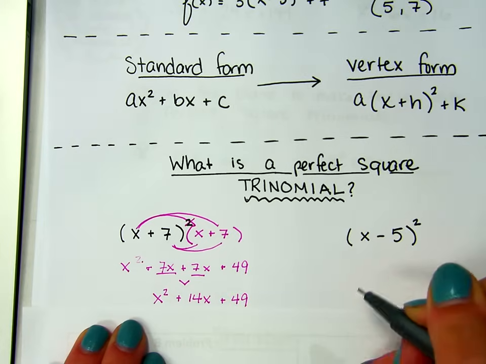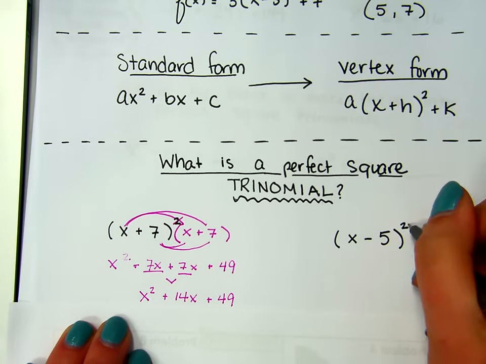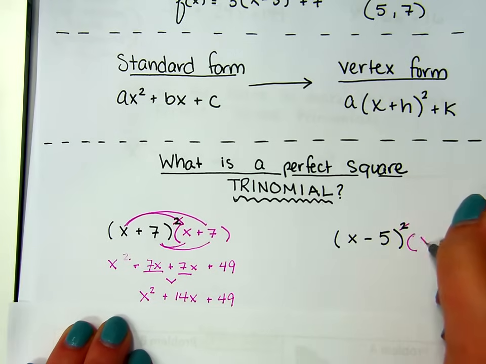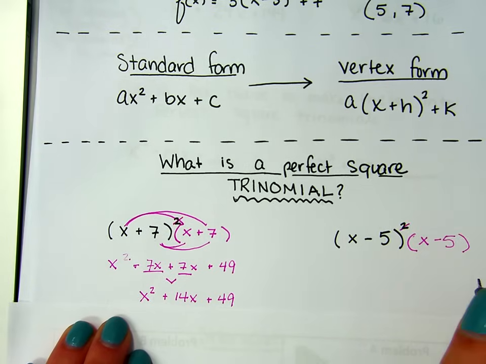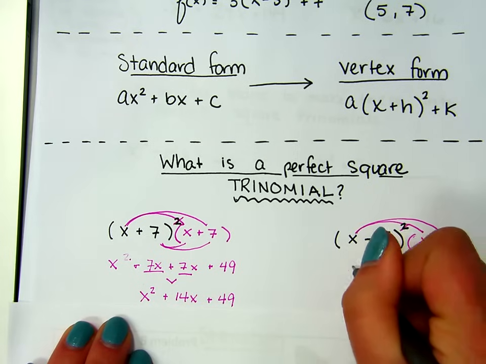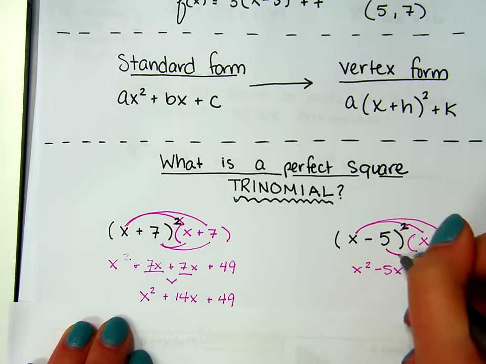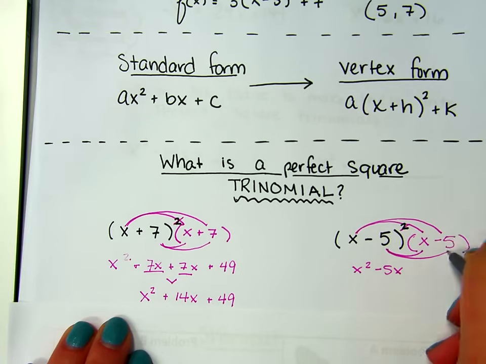So one more time, let's try it again, but this time with a negative. We're just going to cross that out and recognize that we really just have to multiply by itself. We're going to distribute the x and get x squared minus 5x. Then distribute the negative 5, and we'll get another negative 5x and a positive 25. Remember that a negative number squared becomes positive.